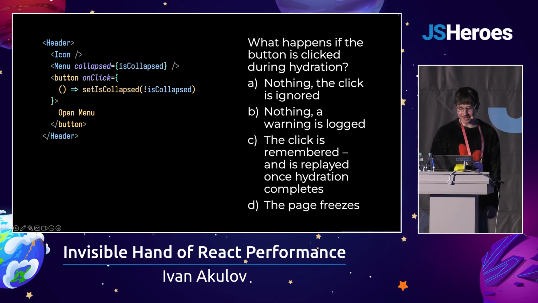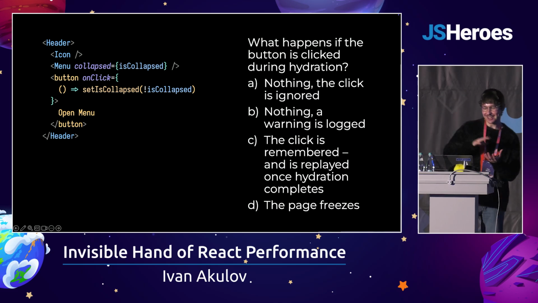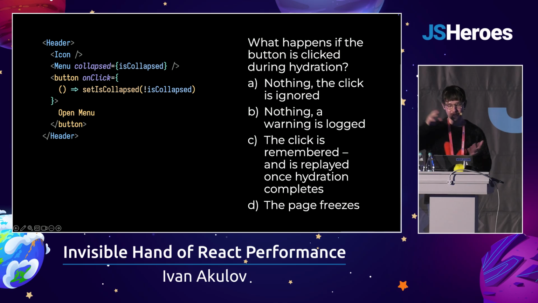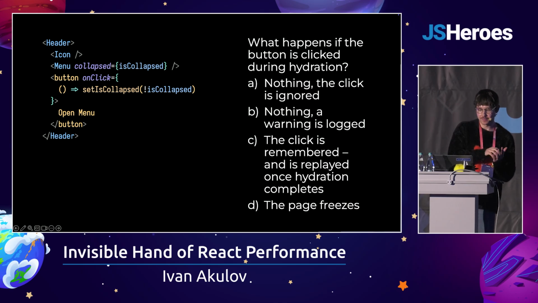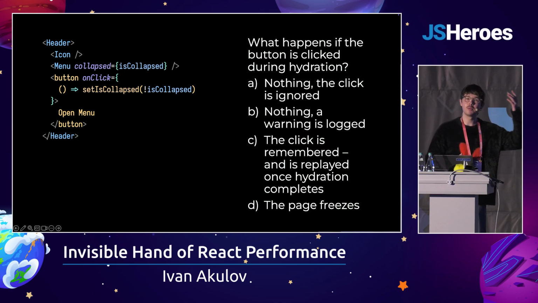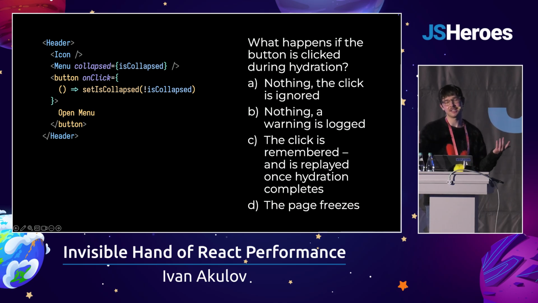The page freezes. Hydration, by default, freezes the page for as long as it takes to hydrate the app. So when JavaScript loads, if the app has 10,000 components, the page will be frozen until React hydrates all 10,000 components. If you click the button during hydration, the page would already be frozen, so the user would feel the page frozen. The page would freeze. Okay, this did have a bit of a twist.